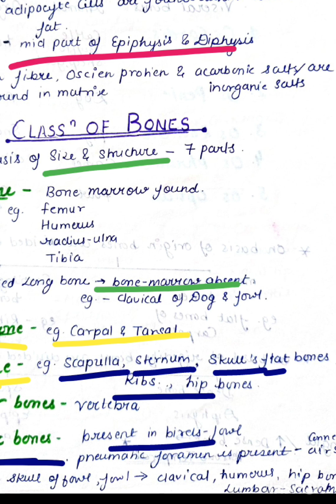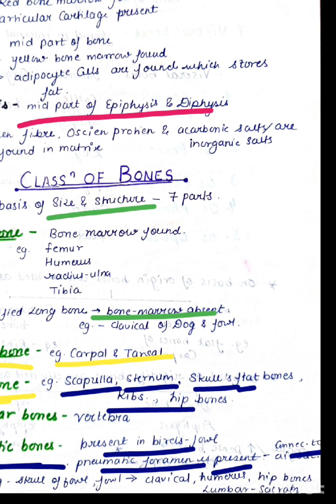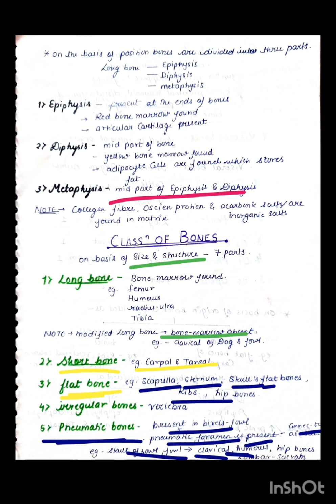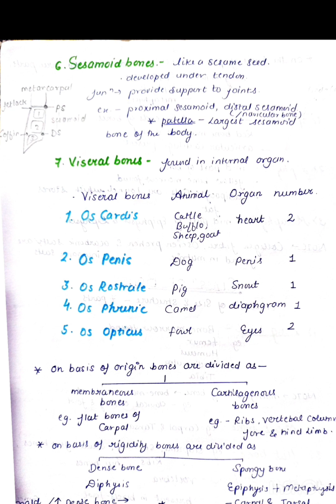For example, fowl. In veterinary, we only study the fowl. So the pneumatic bones are present in fowl. Pneumatic foramina are present, connected to air sacs, in the skull of fowl, clavicle, and humerus. All these are known as pneumatic bones.